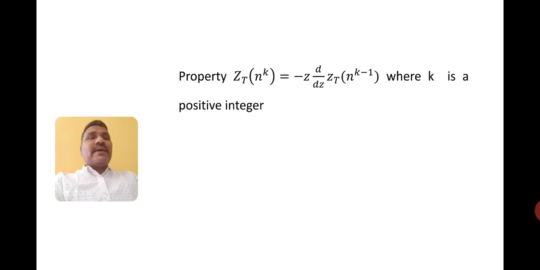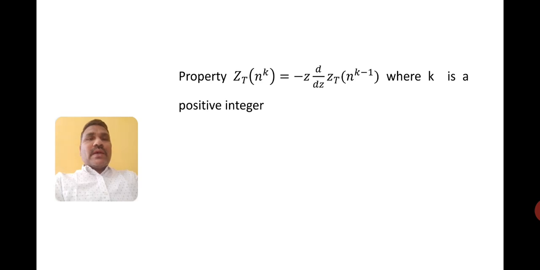Before going to the actual problems, one property I want to do: the Z transform of n to the power k. We have to show that this equals minus z d by dz of the Z transform of n to the power k minus 1, where k is a positive integer.